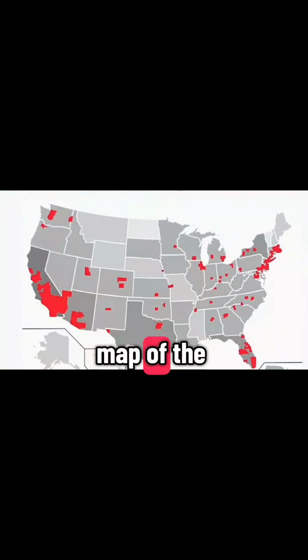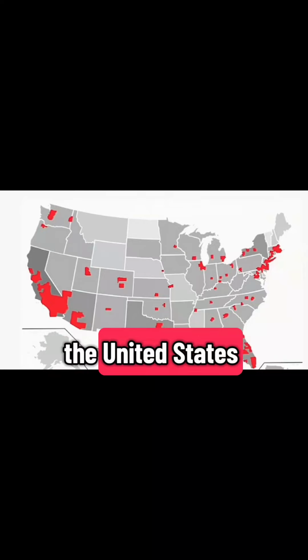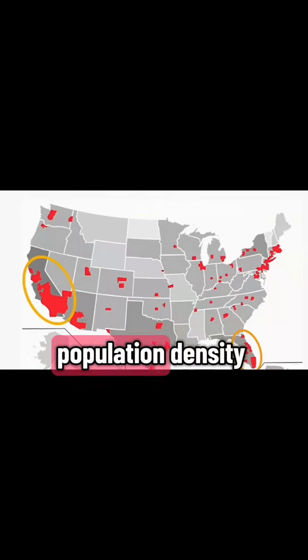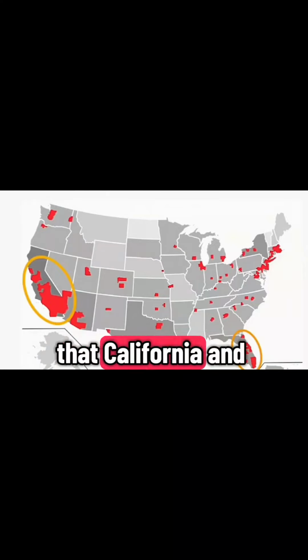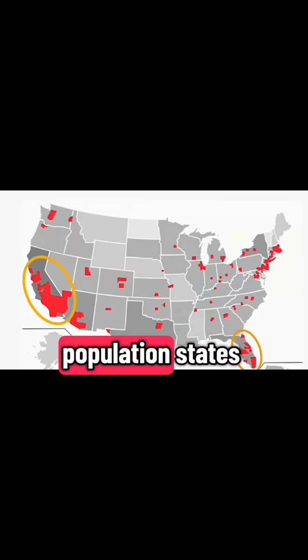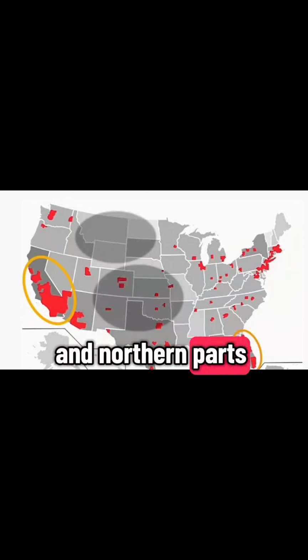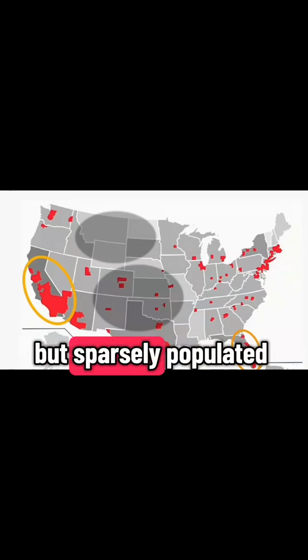This is a map of the population distribution in the United States, with the red areas indicating high population density. You can see that California and Florida are major population states, while the central and northern parts of the United States are vast but sparsely populated.